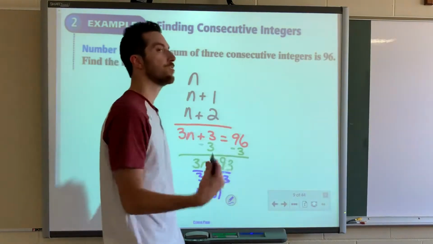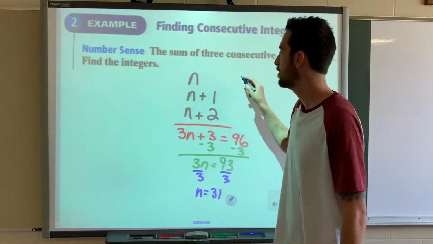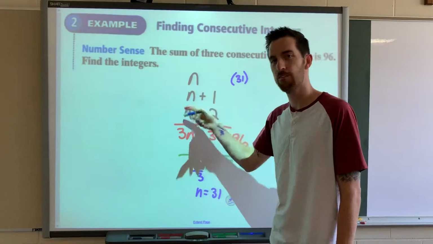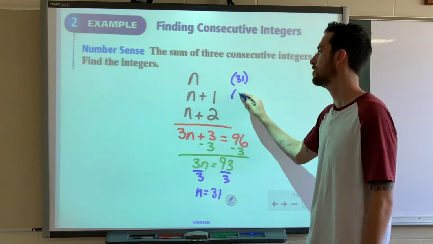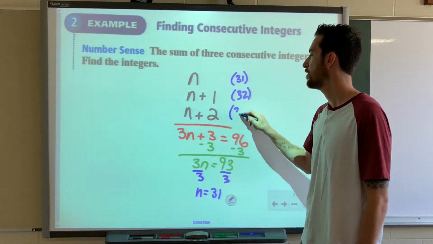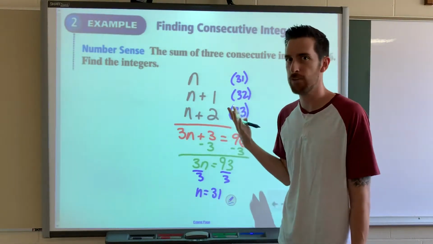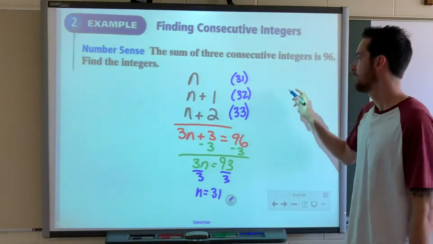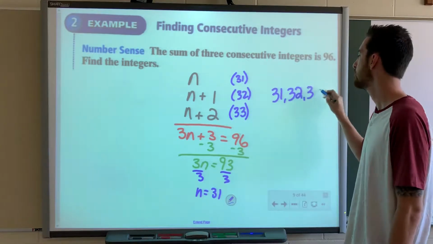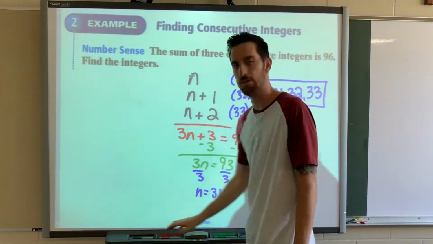Now it didn't say find n, it said find those consecutive integers. So this first one would be 31. The second one would be 31 plus 1, which is 32. The third one would be 31 plus 2, 33. Quick check, you should add these up and make sure they give you 96. And they do. So 31, 32, and 33. That is the very official way to do it.